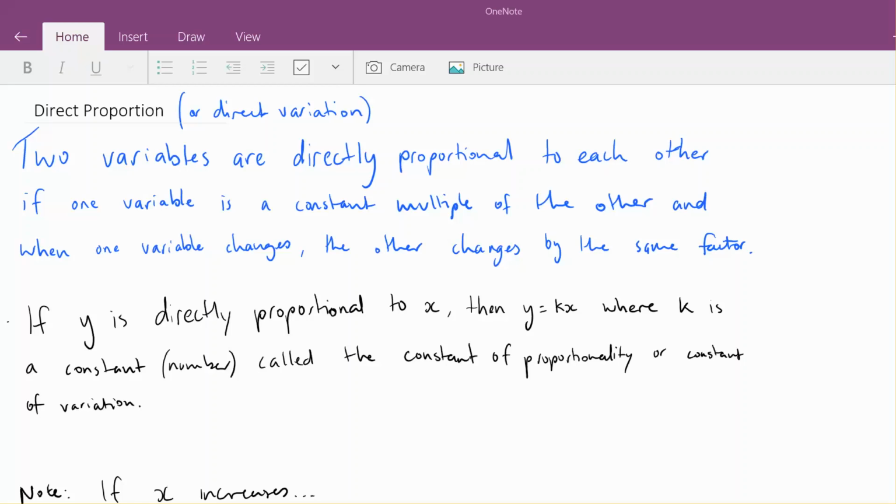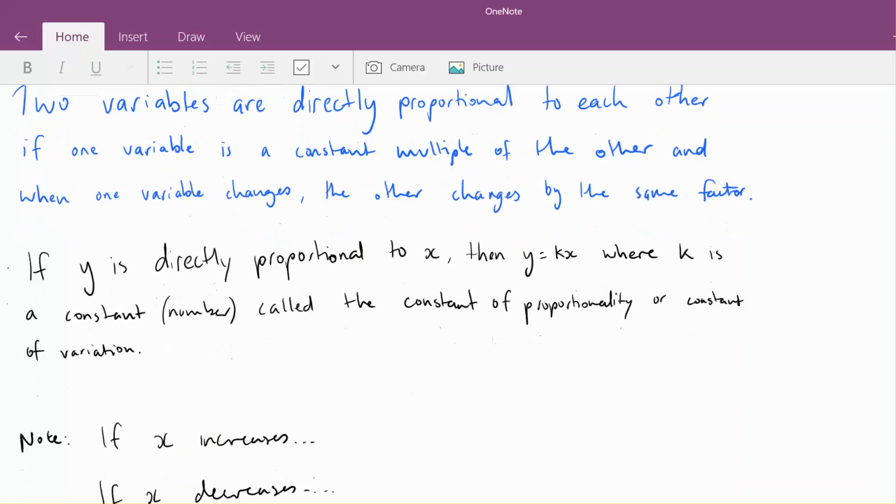Hi, in this video we're going to have a look at something called direct proportion. Otherwise it's also called direct variation. Now, two variables, we usually say x and y, are directly proportional to each other if one variable is a constant multiple of the other. And when one variable changes, the other changes by the same factor.